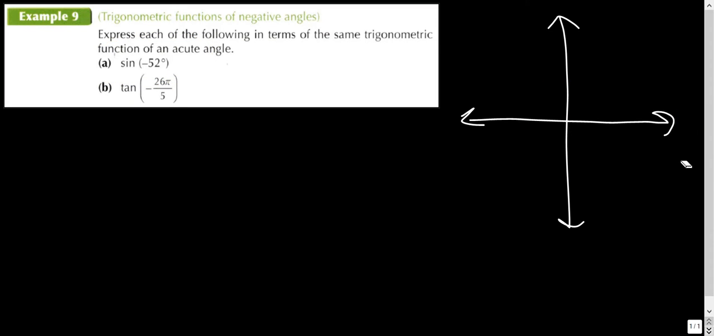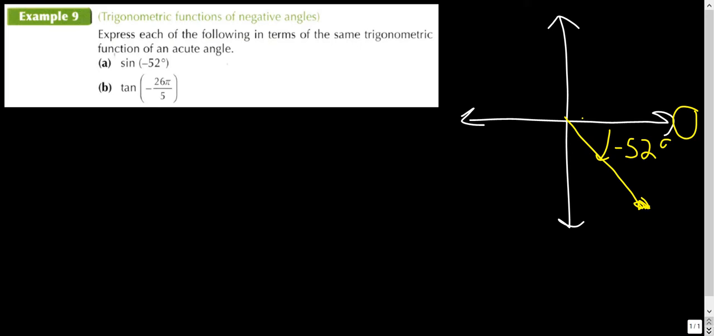Now, what we want to think of is how far away is that angle? Can we make it work? Is it within one rotation one way or the other? If it's within one rotation one way or the other, it becomes a lot easier to understand. So our first one, the sine of negative 52 degrees, well, 52 degrees is a pretty small angle. So we're going backwards 52 degrees instead of going forward 52.